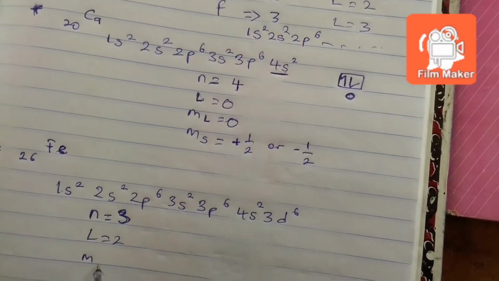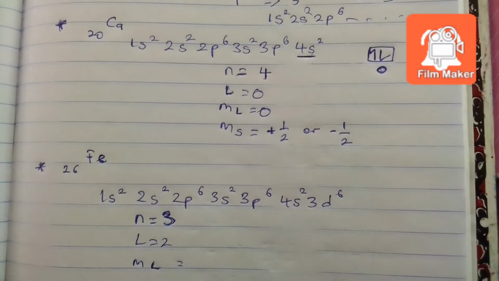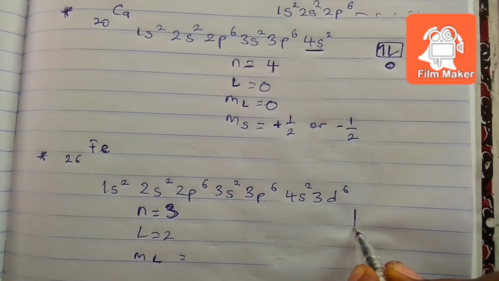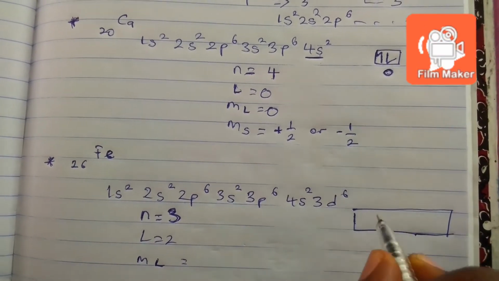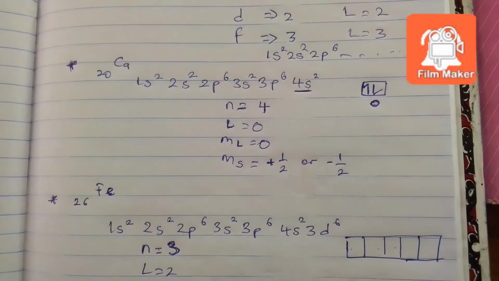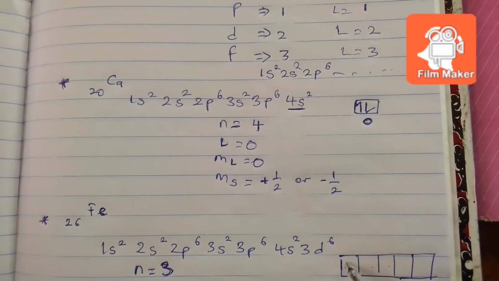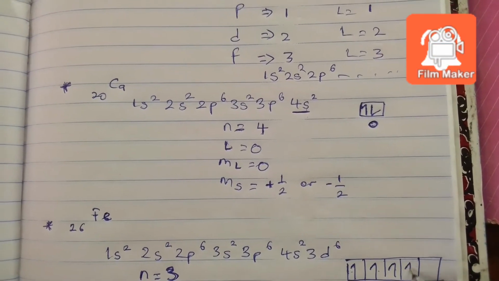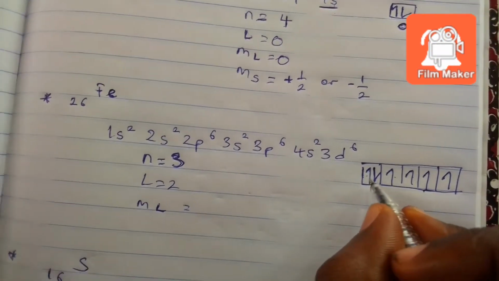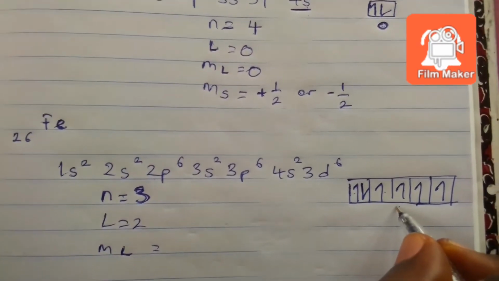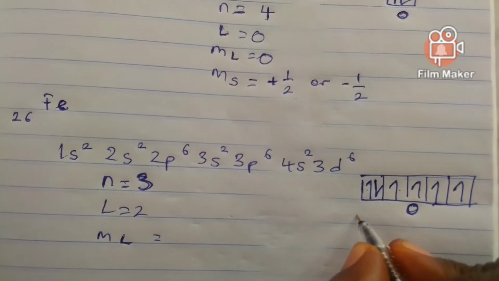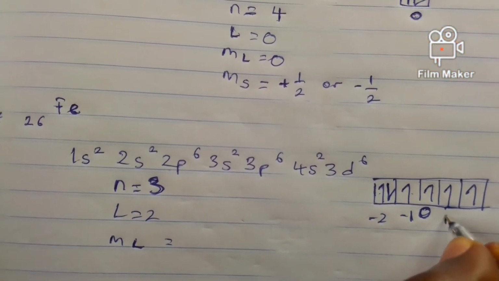Then let's move to the ml. We know that the d block has 5 blocks: 1, 2, 3, 4, 5. Let's start by filling the electrons. That's 5, remaining 1, so the last one will be here. We put the 0 in the middle, as I've told you we start from 0. This side in mathematics is always negative. So minus 2, minus 1, 0, 1, 2.